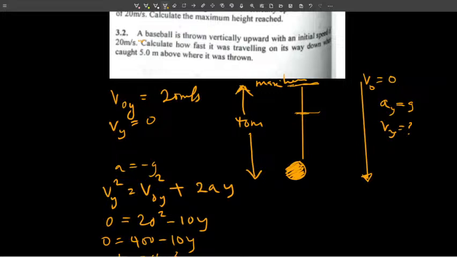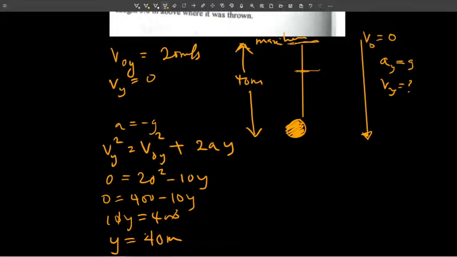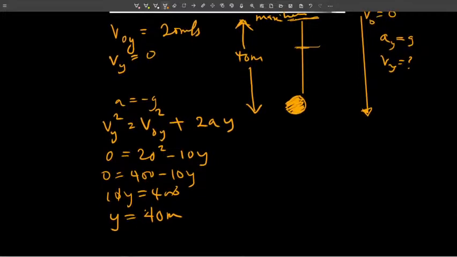Vertically downward means Y direction, not X direction. Y direction. Okay, someone said there's a mistake. Did I make a calculation mistake? Help me out. Where is it? Okay, I think I've seen that. That's 20, right? Sorry, this is 20, not 10.